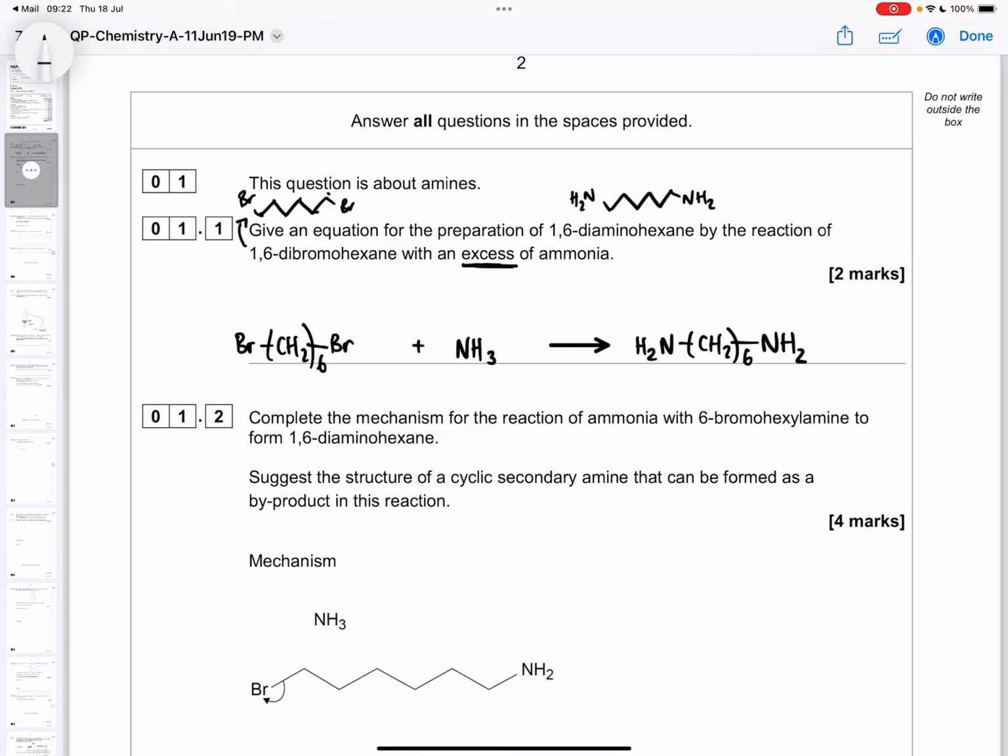And then we're looking at it and we're thinking, well, we've kind of swapped off the Brs for an NH2, which would leave us with HBr, but you need to be careful because HBr is acidic and ammonia is basic, and so with an excess of ammonia, we'd form the salt, NH4Br. So 2 Brs fell off, so we'd form 2 of those, which means in total we need 4 ammonias to do that.